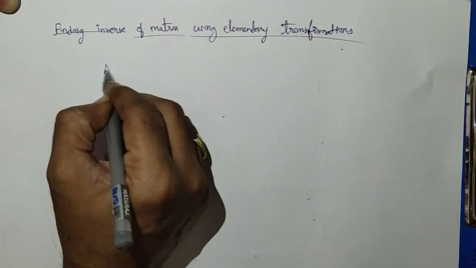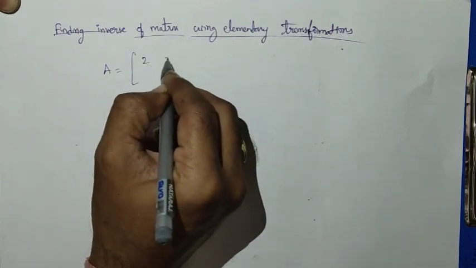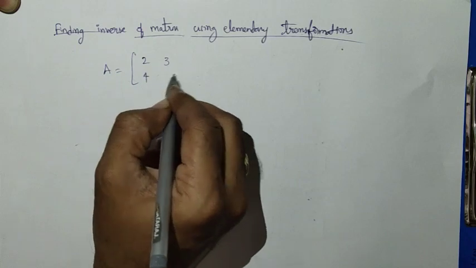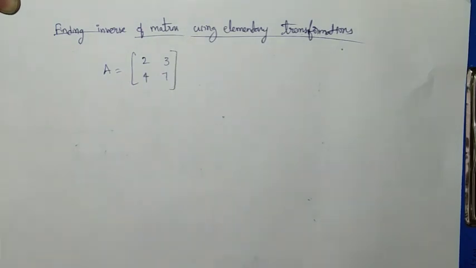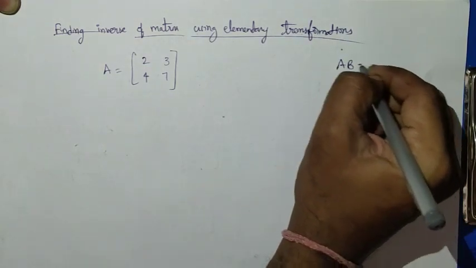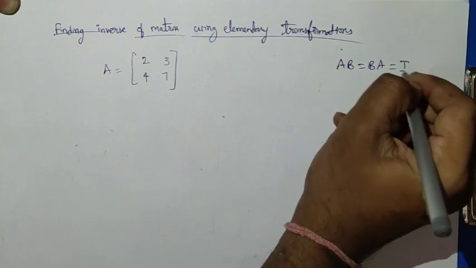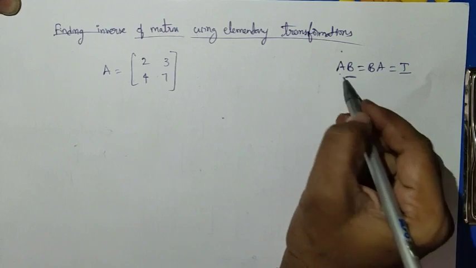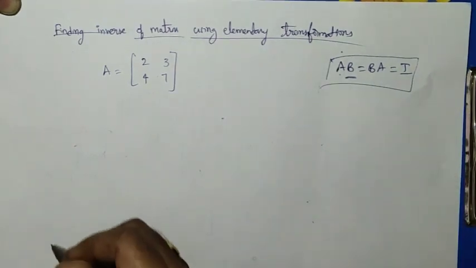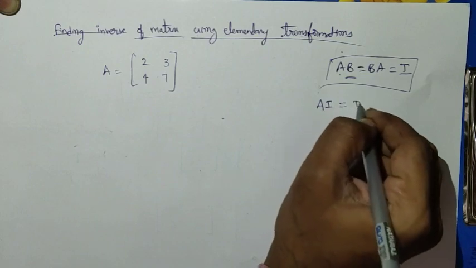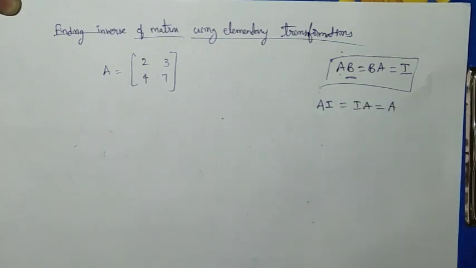For example, let me take A is equal to [2, 3; 4, 7]. First, see what an inverse actually is. If the product AB is equal to BA is equal to the identity matrix, then B is called the inverse of A. Whenever you multiply the identity matrix with A, you always get A.